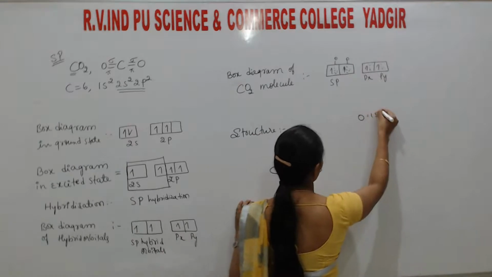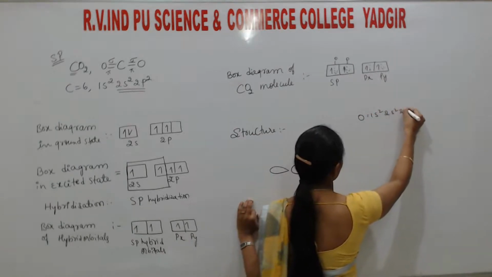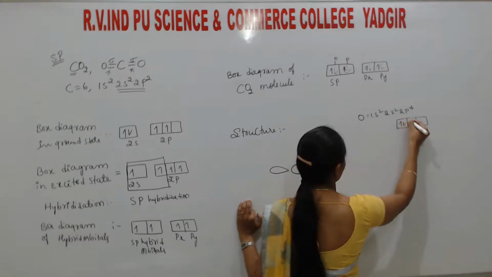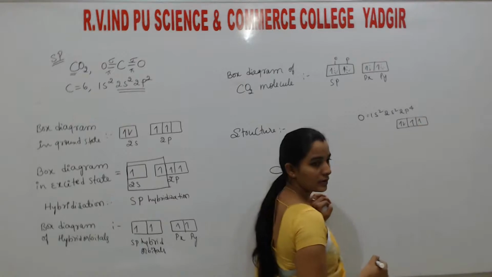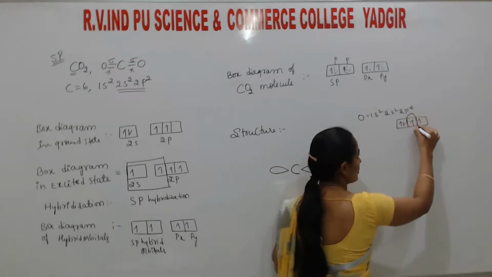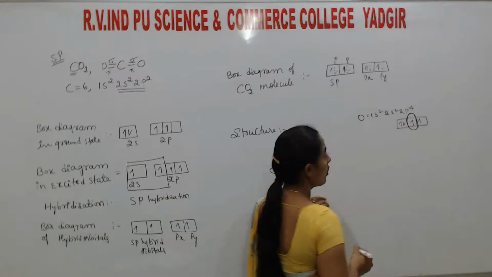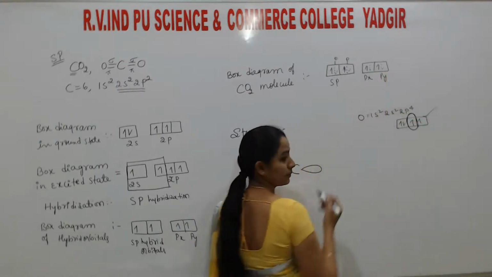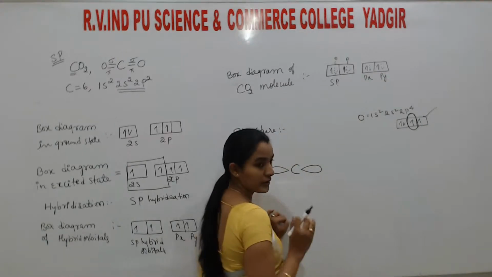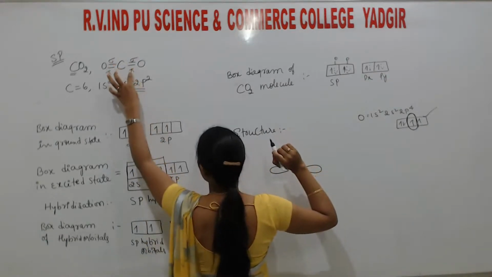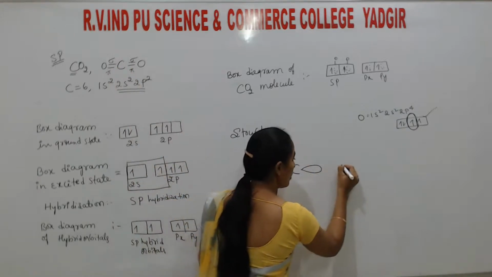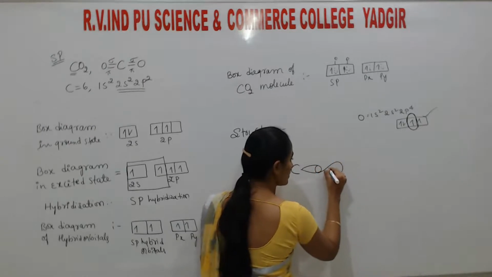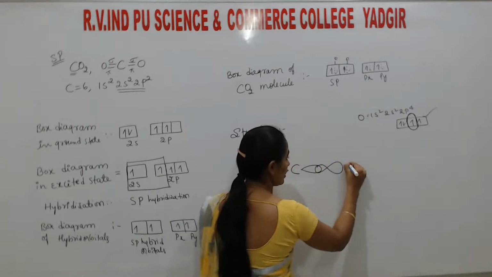Oxygen means, listen, 1s2, 2s2, 2p4. Here 2p4 means, if we write like this, 2 electrons. So 1 electron of oxygen is involved in a sigma bond, 1 is involved in a pi bond. Again 1 is involved in a sigma bond, 1 is involved in a pi bond. As the sigma bond electron is in a p orbital, I will write like this. What is this? Oxygen atom.